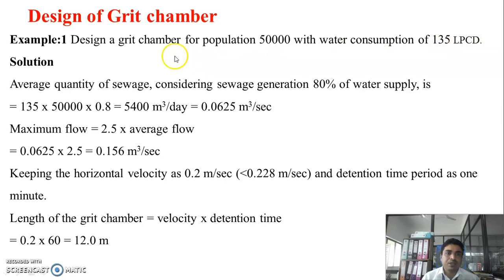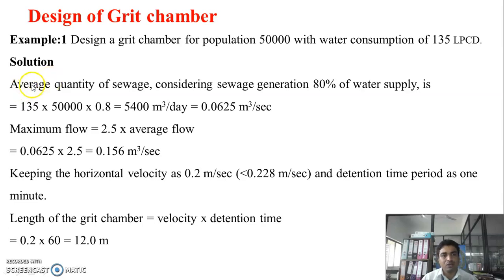So here the population is given as 50,000 and the water consumption rate is 135 liters per capita per day. First of all, you have to read this problem carefully and properly understand what is given. Population is 50,000 and water consumption rate is 135 LPCD. So first, you have to calculate how much quantity of wastewater is generated.